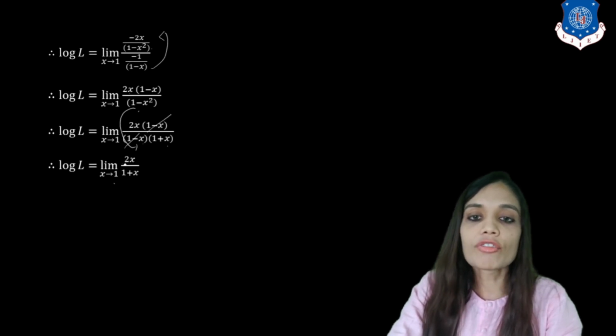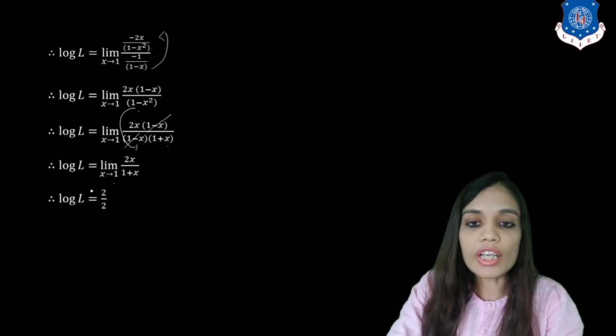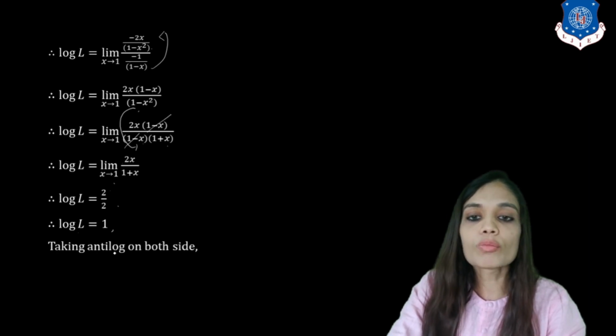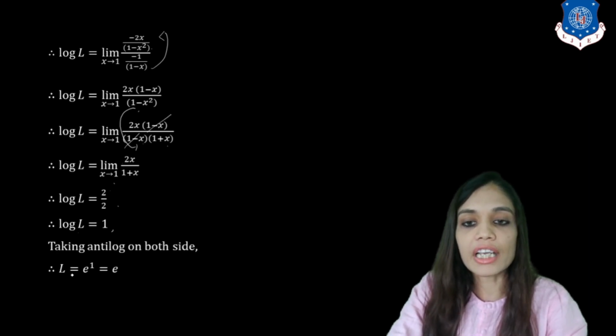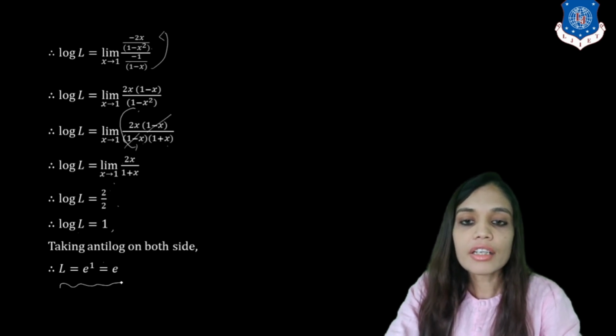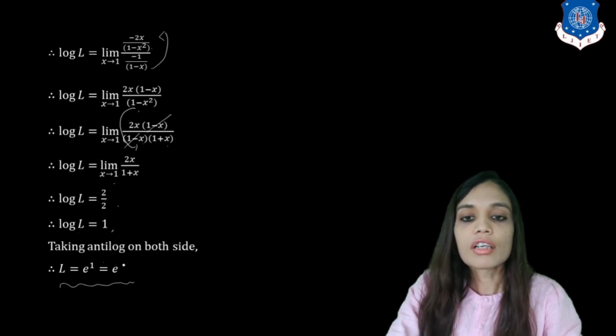Now put x is equal to 1. So you will get log L is equal to 2 by 2. So finally log L is equal to 1. Now take anti-log on both the sides. Therefore you will get L as e raised to 1, which can be written as e. So this is your answer, right?